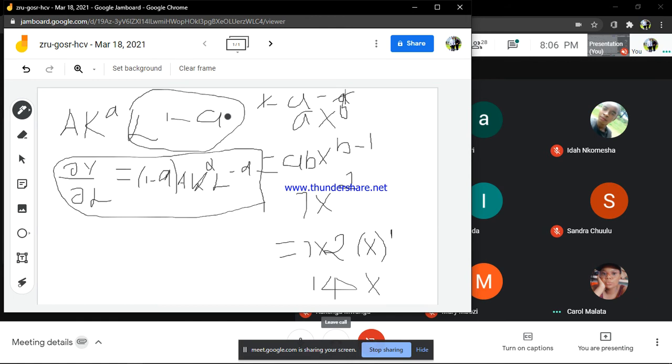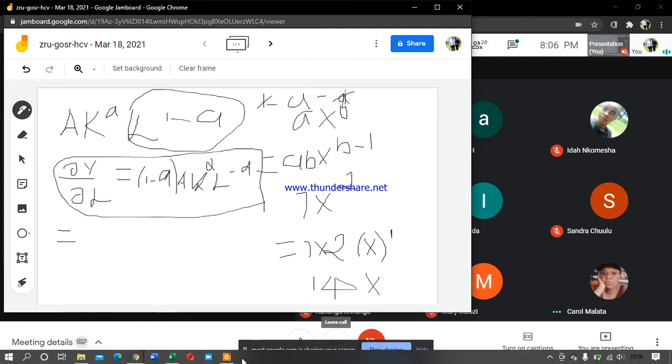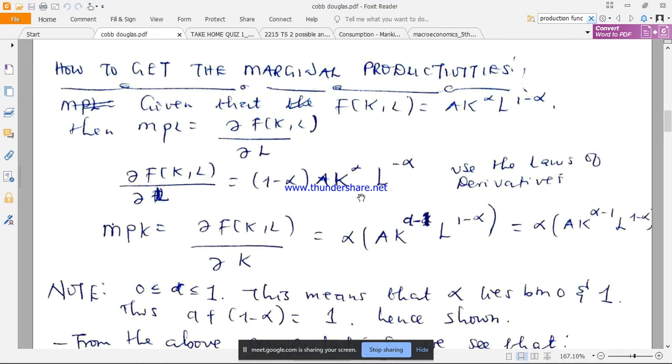Okay, which is going to give us negative alpha. So now this, the change in y due to the change in labor, which is just the change in the production function due to the change in labor, is the marginal product of labor. Okay, let me get back to the document. So that is what I've done here.